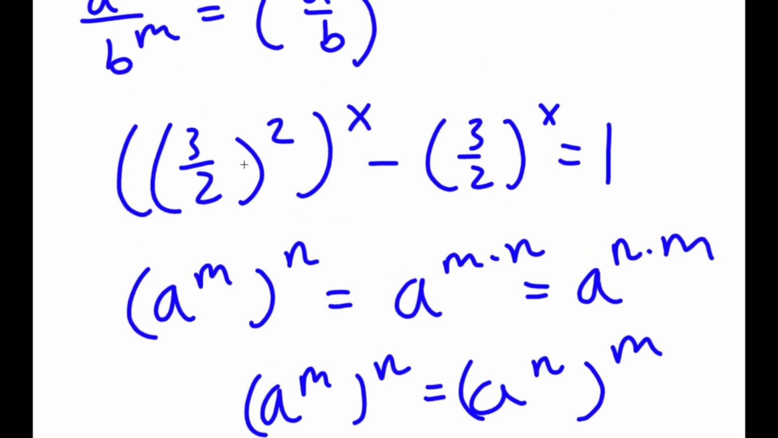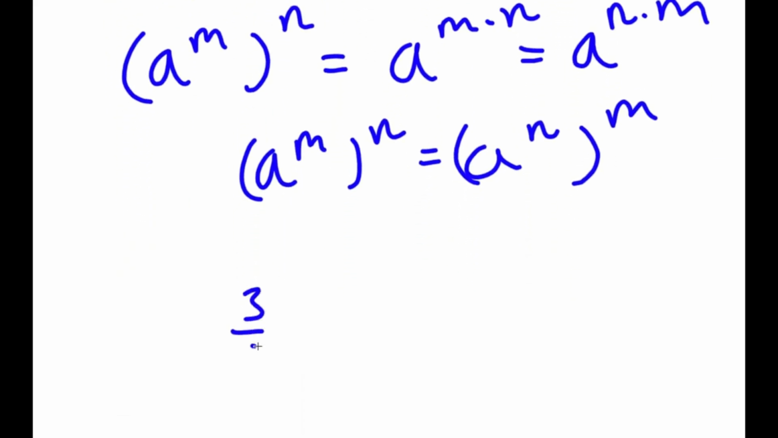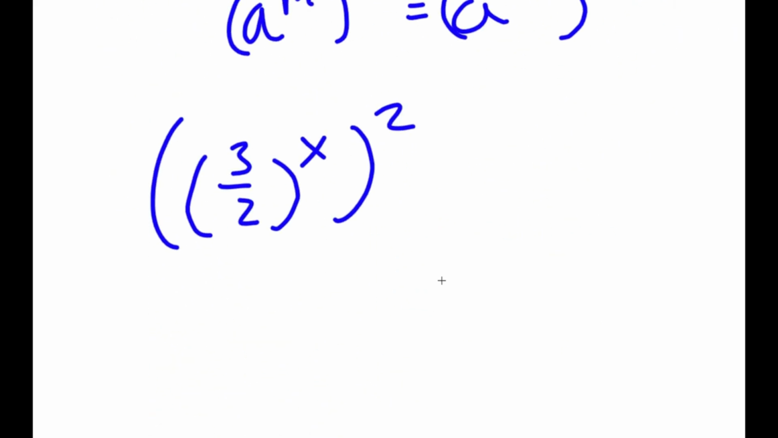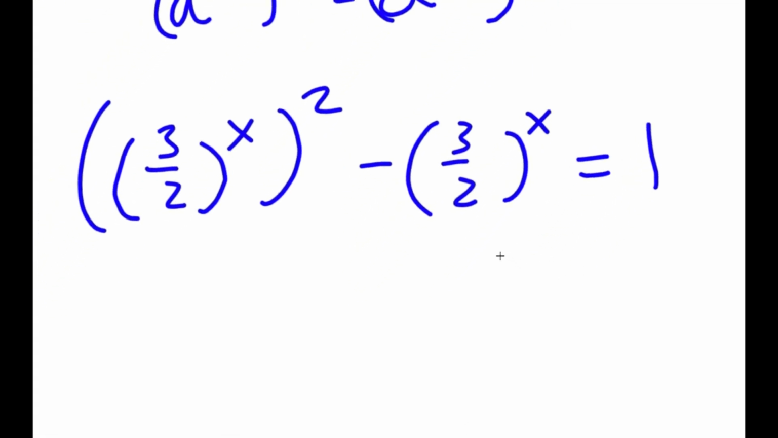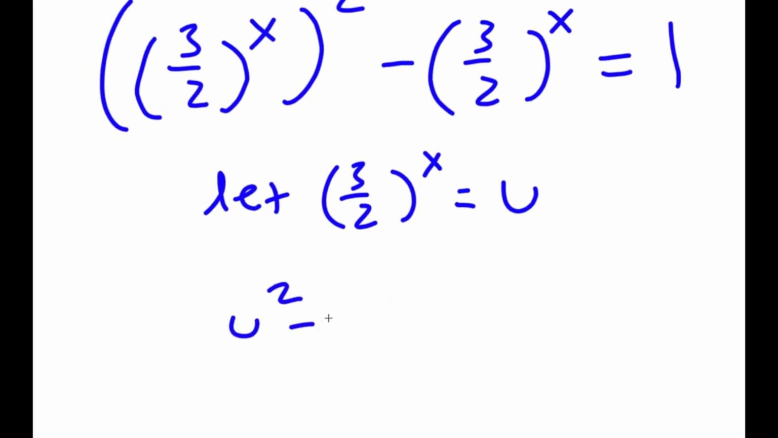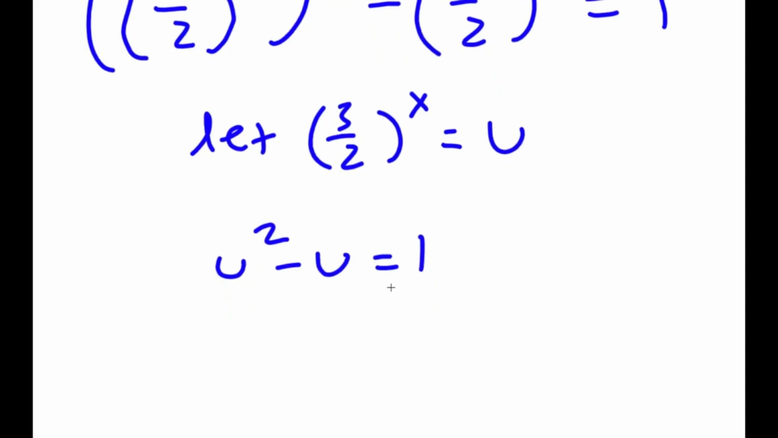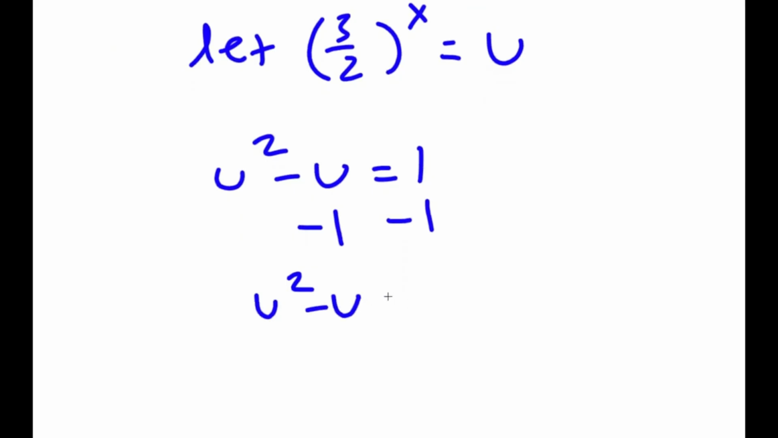So right here we have 3 over 2 to the power of 2 to the power of x, and that is going to be equal to 3 over 2 to the power of x to the power of 2. Then we still have minus 3 over 2 to the power of x is equal to 1. Now I'm going to let 3 over 2 to the power of x equal the variable u. So now I have u squared minus u is equal to 1. And now I can subtract 1 on both sides. So I get u squared minus u minus 1 is equal to 0.